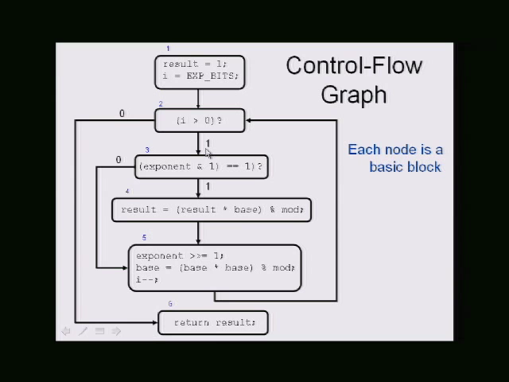So each of these edges models the flow of control from the end of one basic block to the beginning of the next basic block. And for conditionals, we label it with 1 and 0 to indicate the value of the conditional. But if you have unconditional jumps, then there's no need to indicate a Boolean value with the edge. So that's basically what a control flow graph is.